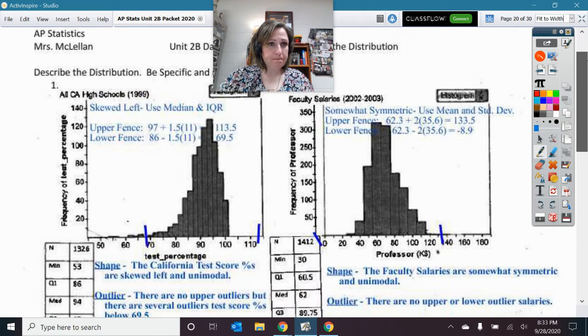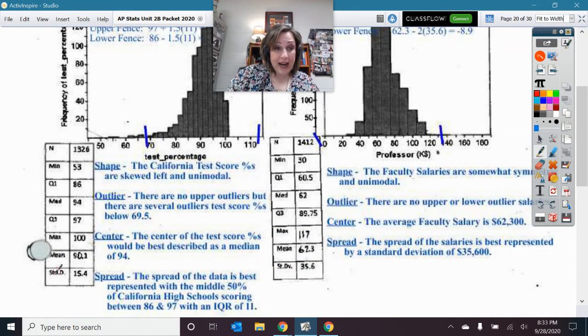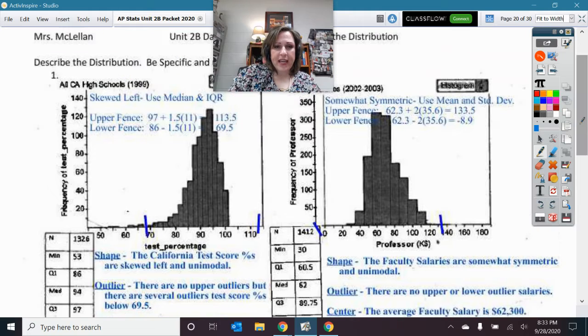So here we go. So I'm skewed left, so I'm going to use median and IQR here. I computed my fences. So see here, I gave you this data. Sometimes on AP, you might have to find some of this data, okay? But I gave that to you, or it might be given to you. So I gave it to you, so therefore I could compute those fences. And so I kind of drew those on here as well. So because of that lower fence, I can see that I've got several lower outliers.